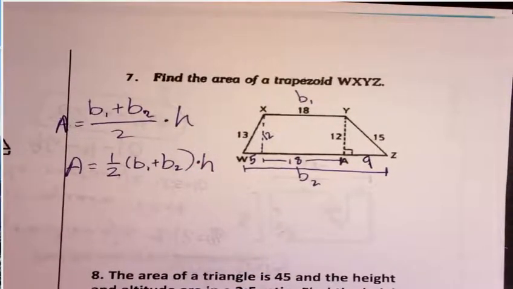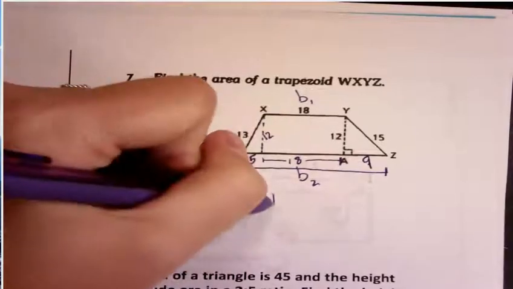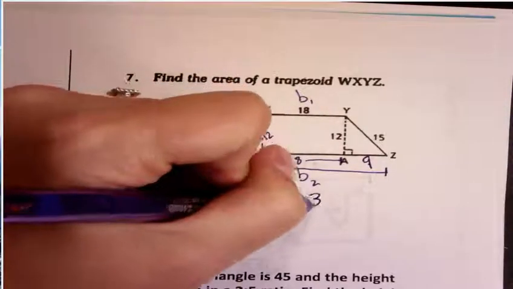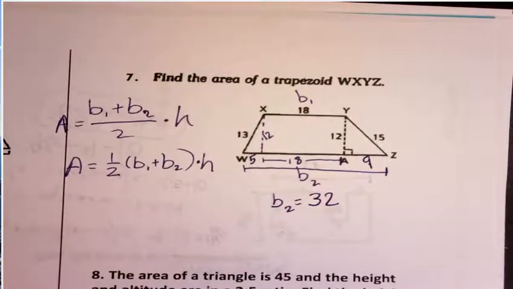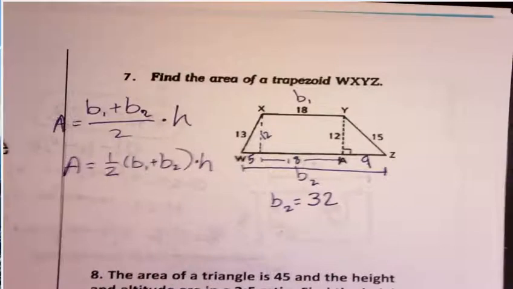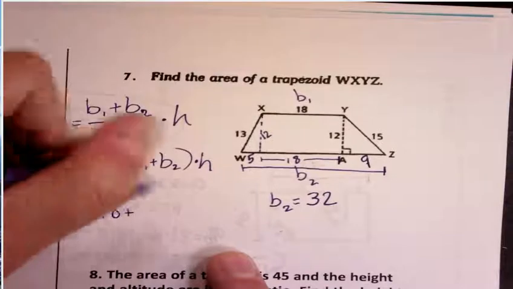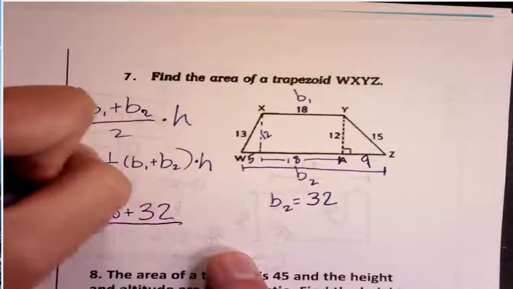So you just add it all together. Alright, so now we know base 2 is 32, and we plug all the numbers in.